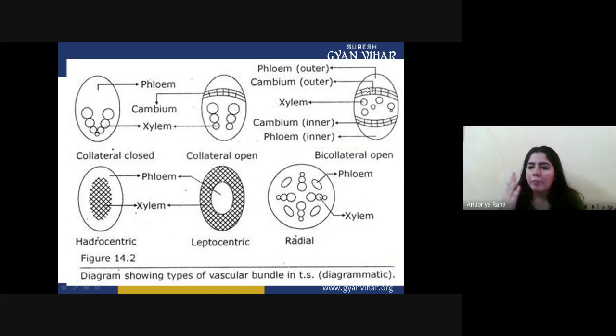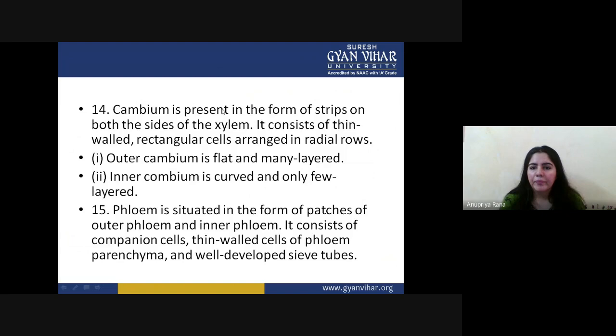The uppermost cambium is known as the outer cambium, and the innermost will be known as the inner cambium. So these are the two types of cambium which are present inside the dicot stem: outer cambium and inner cambium. Outer cambium is flat and many layered. If we talk about their structure, outer cambium is a flat structure and they have many layers. But inner cambium is curved and has only a few layers.